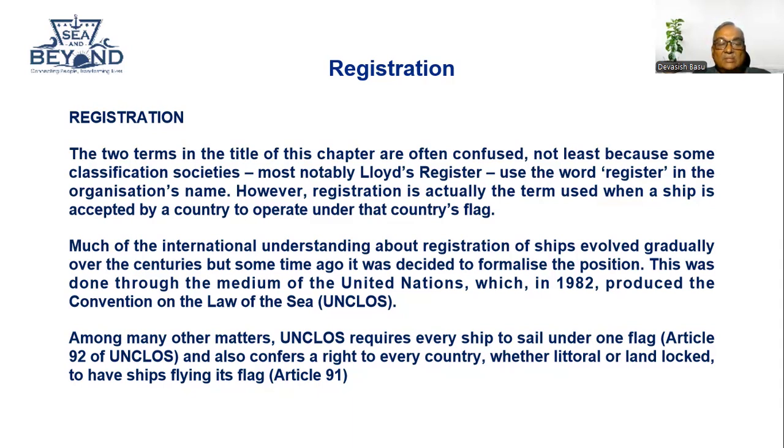Among many other things, UNCLOS requires every ship to sail under one flag, Article 92 of UNCLOS, and also confers a right on every country, whether littoral or landlocked, to have ships flying its flag. That is Article 91. So that means if a country doesn't have a connected sea or river, they also can have a ship flying their own flag.